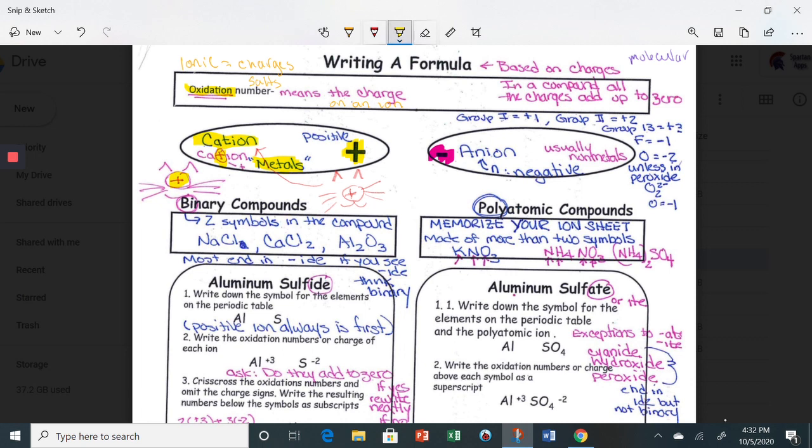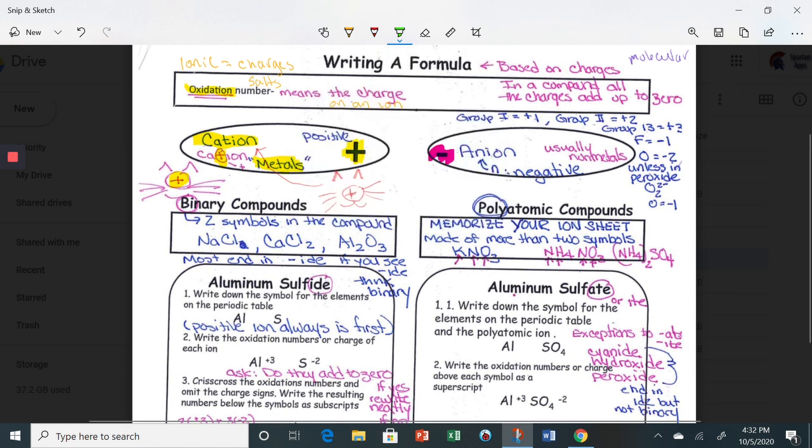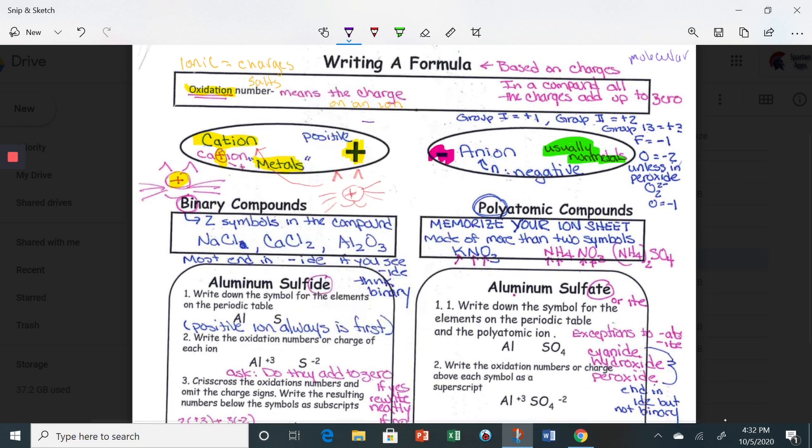I'm going to have to change my highlighter because I used a purple pen when filling in my notes. So I'm going to change it to green. Right, so these are usually nonmetals. We have a transfer of electrons. They go from the metal to the non-metal. Metal loses, non-metal gains.